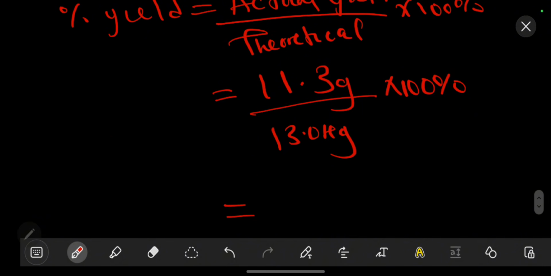So what we are going to have is 11.3 divided by 13.04. When we multiply by 100, we are going to get 86.7%. So we are going to get 86.7% like that.